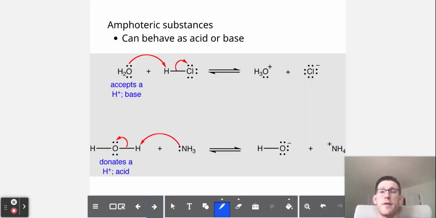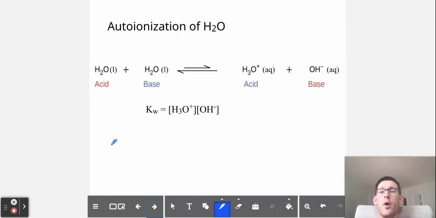Amphoteric substances are capable of behaving as an acid or a base. Water, when mixed with hydrochloric acid, behaves as a base because it accepts an H+. However, when water is mixed with ammonia, the water behaves as an acid, donating an H+. Also related to it being amphoteric, water autoionizes, according to this equation. The equilibrium expression for this equation is that Kw is equal to H3O+ times OH-, and at 25 degrees Celsius, that K is equal to 1.00 times 10 to the negative 14th.